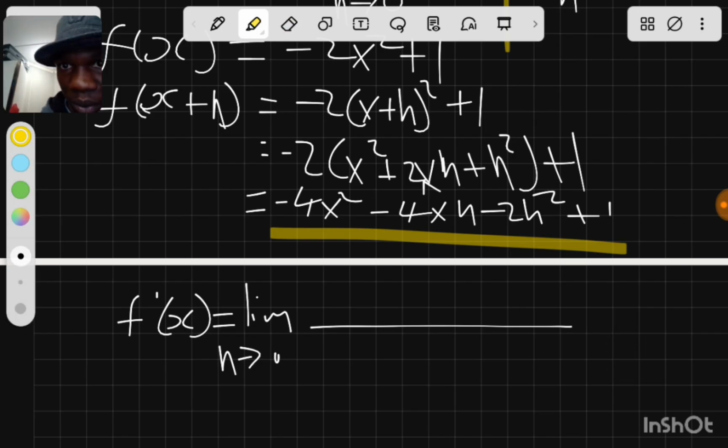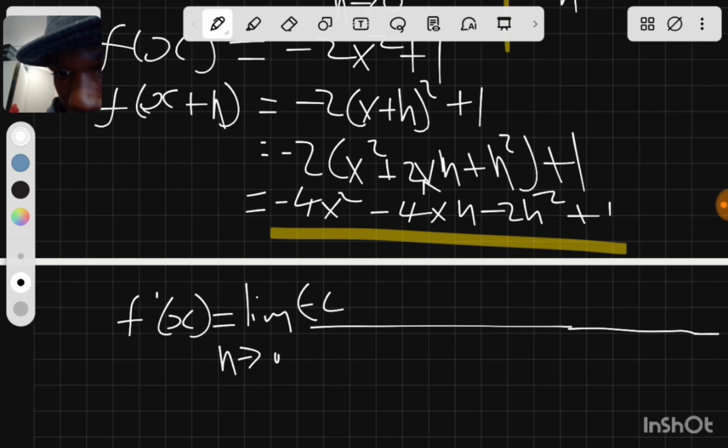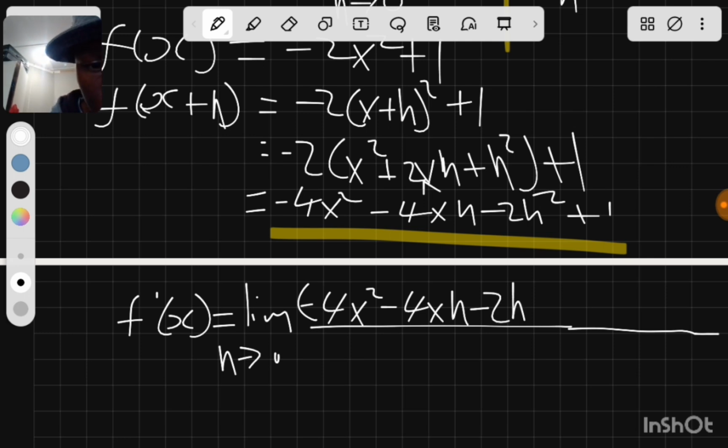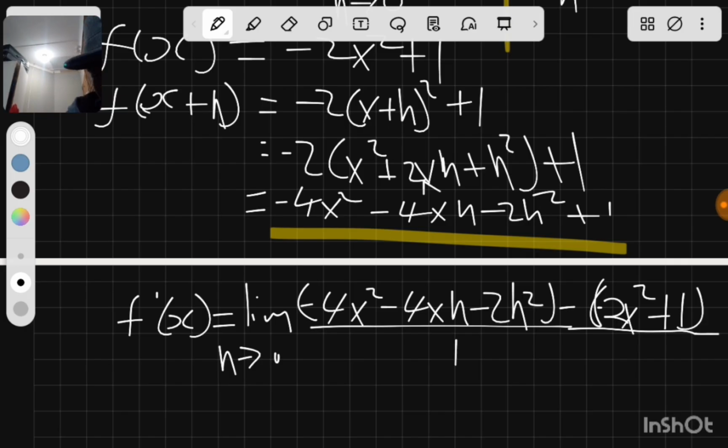I think I will need more space now for this problem. Let me extend here. Okay, so I'm going to have minus open bracket. It's important to write brackets here, guys. 4x squared minus 4xh minus 2h squared, minus open bracket. Even here, guys, it's important to add brackets. 2 is minus 2x squared plus 1 close bracket over h.